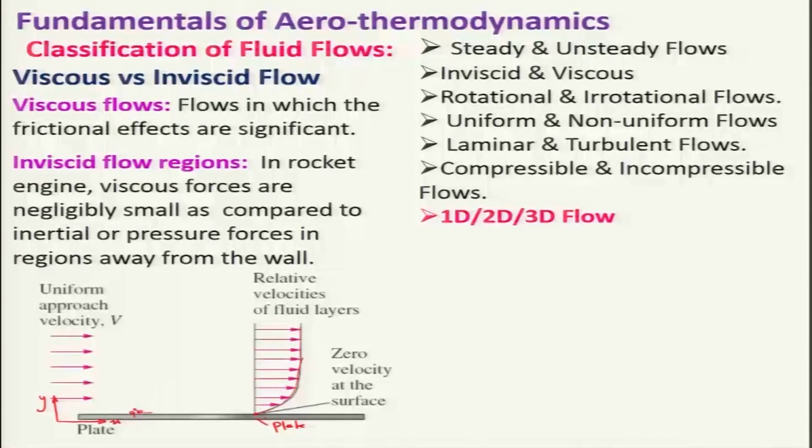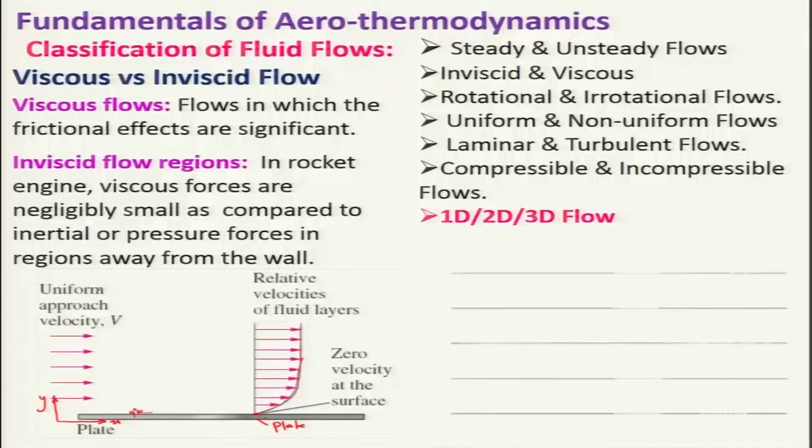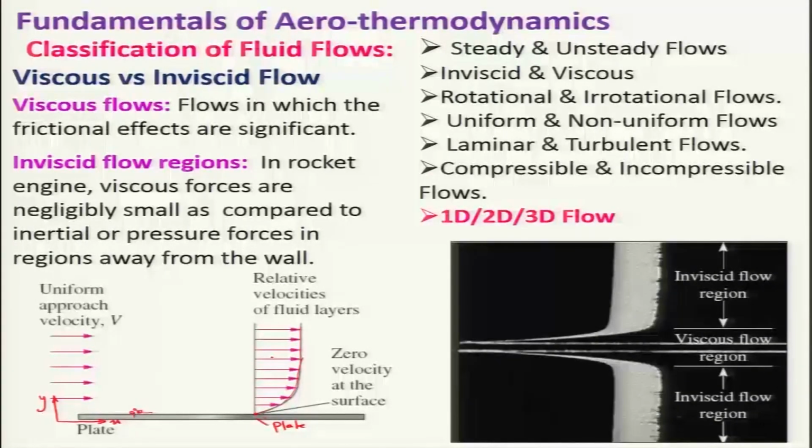So, if you look at this, we can call this a uniform flow, and this is a non-uniform flow. This is coming in because in this region you can say that this will be the viscous region, as shown here. This is your viscous region, and this is your inviscid region. This region is the inviscid flow region.